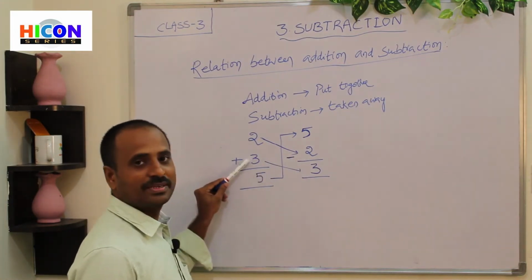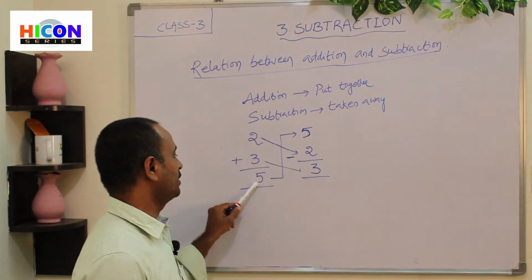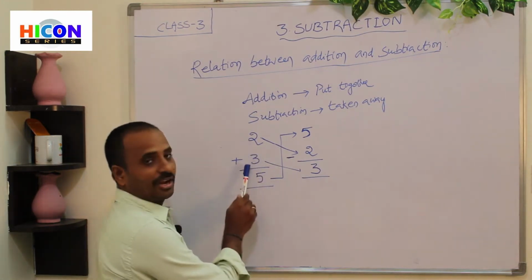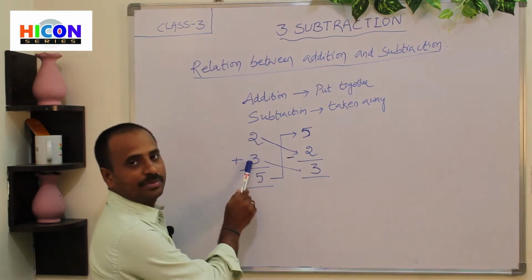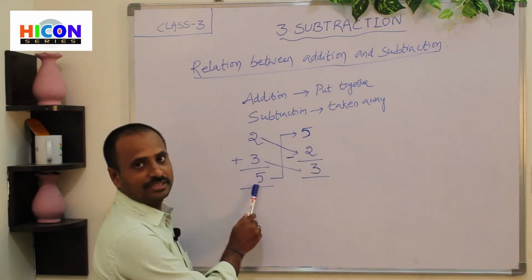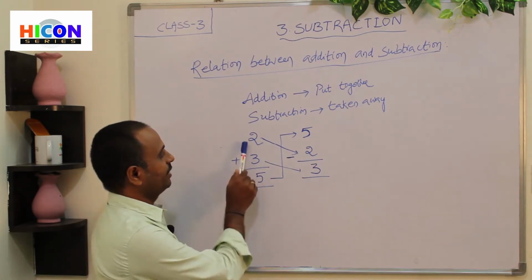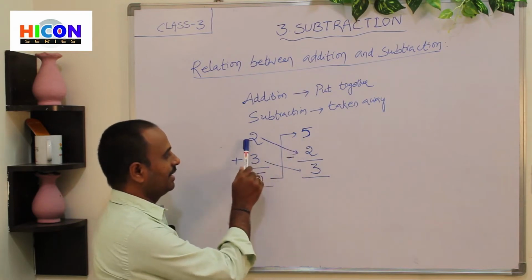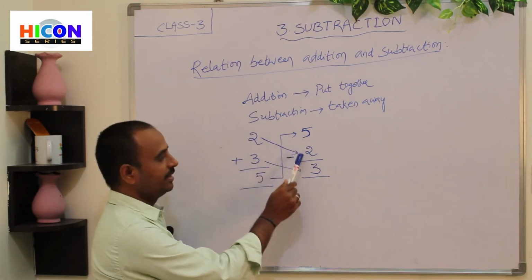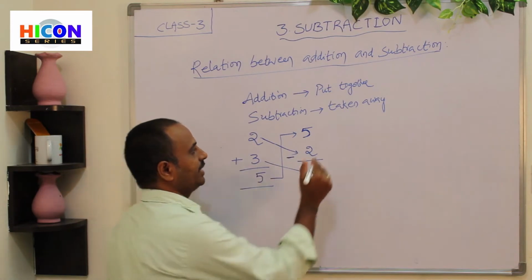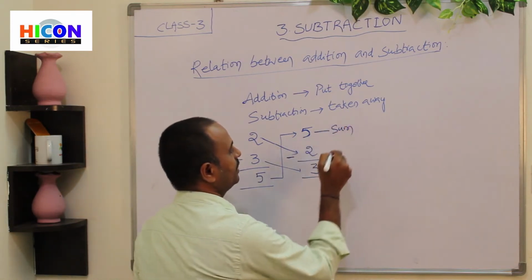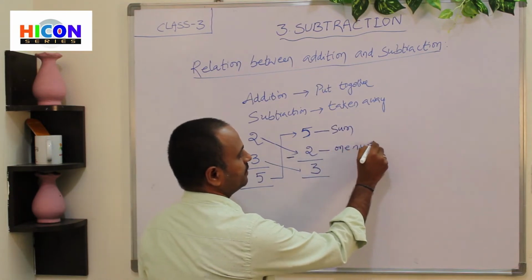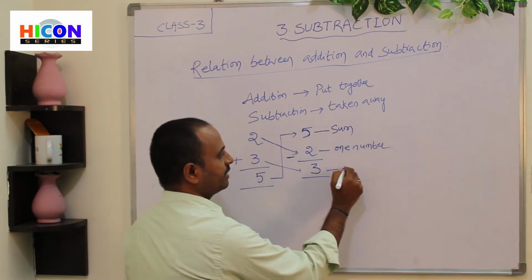Let us see once again. Here the sum of 2 numbers is 5. 2 and 3 are the 2 numbers I have added, and I have got 5 as the sum. If we subtract any one of these 2 numbers from the sum, write 5 first and write any one of these 2 numbers and subtract, again you will get the other number. Here 5 is the sum and 2 is the one number, and then you will get the other number.